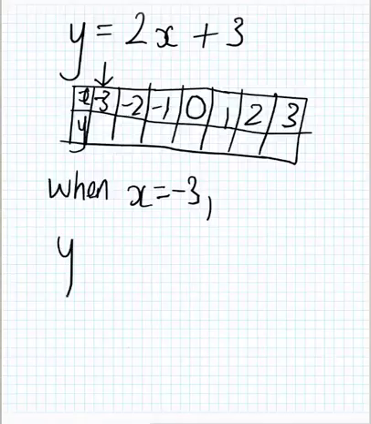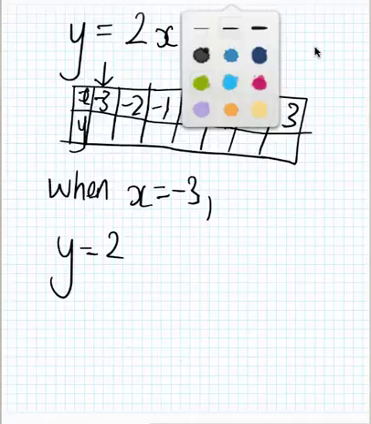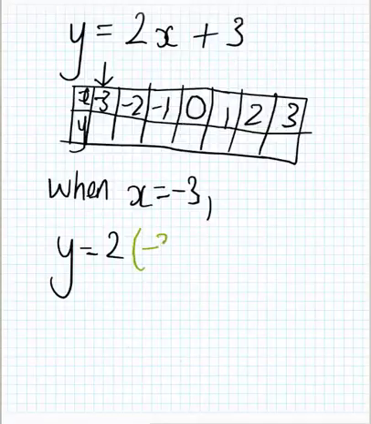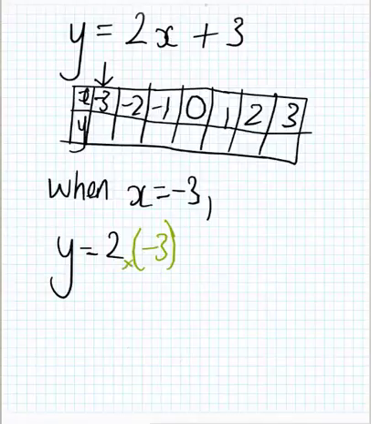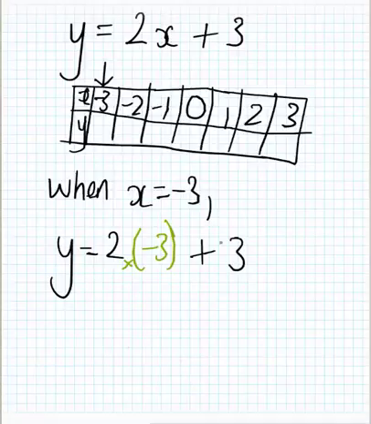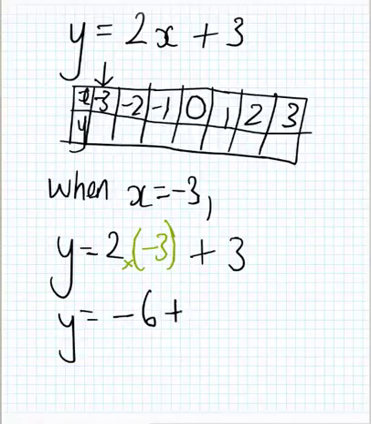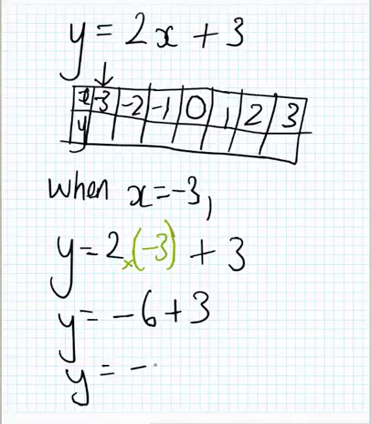We've got y equals 2 times x, but instead of 2 times x, x is -3. And we know there's an invisible times in between the 2 and the bracket there, so put a times there. And then +3. Now we can figure out what y will be equal to. So y is equal to, well, 2 times -3 is -6 plus 3. And then -6 plus 3 is equal to -3. So y is also negative 3 for that one.